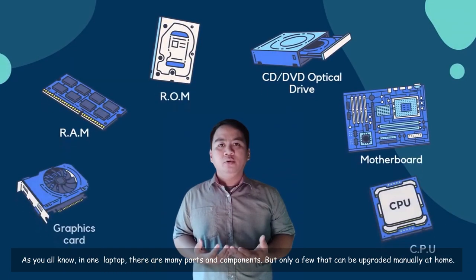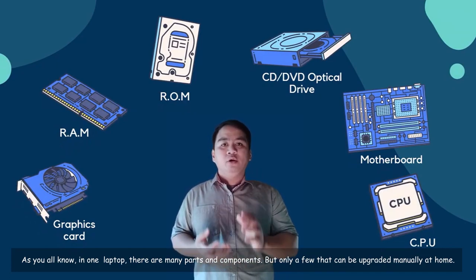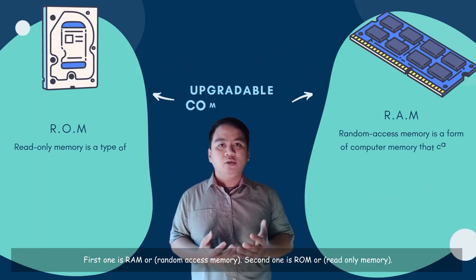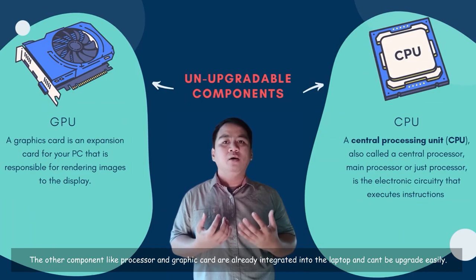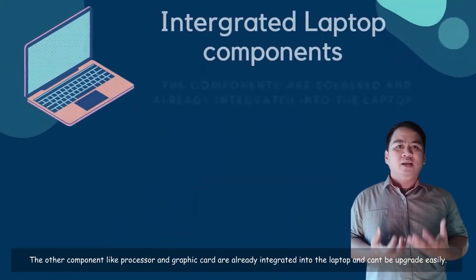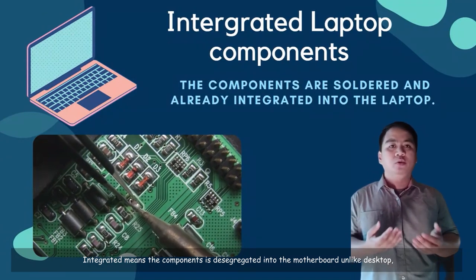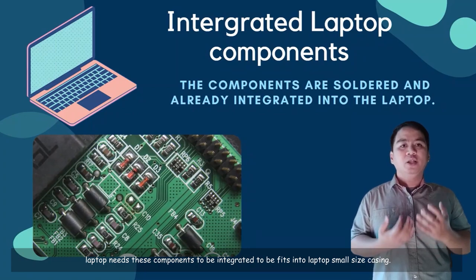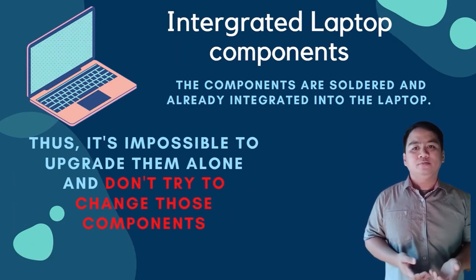As all of you may know, in one laptop there are many parts and components, but only a few that can be upgraded manually at home. First, the RAM, and the second one is ROM. The other components like processor or graphics card are already integrated into the laptop and cannot be upgraded easily. Integrated means the component is integrated into the motherboard. Unlike desktops, laptops need the components to be integrated to fit in the small casing.